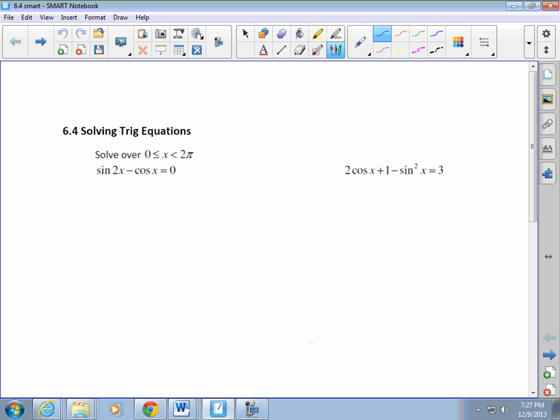So the first one here says solve over 0 is less than or equal to x is less than 2 pi. So that means our answer has to be between 0, and it can include 0, and up to 2 pi.